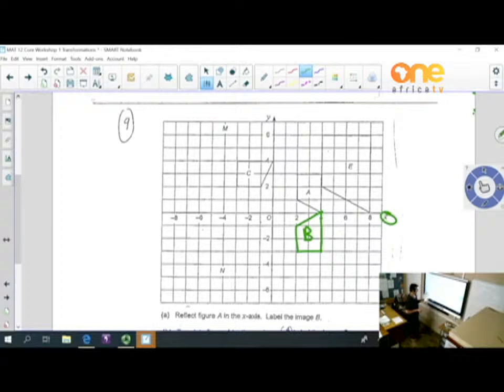Then they say translate figure A by the vector 4, -4 and label it D. Now 4, -4, this is the vector 4, -4. So from a specific point, let's take this one now. I go 1, 2, 3, 4, 1, 2, 3, 4 down because it's negative. Once you've got the first point, it's again very, very easy. You can plot all the points.